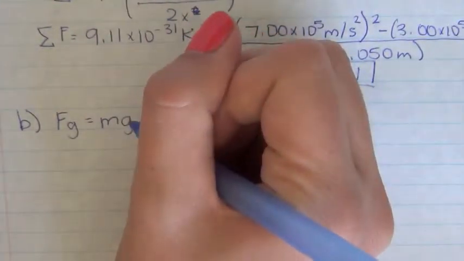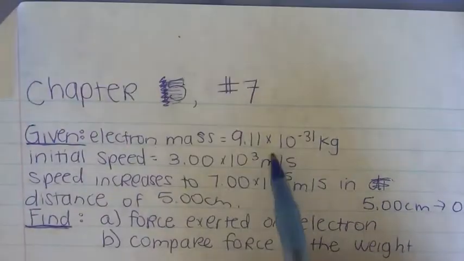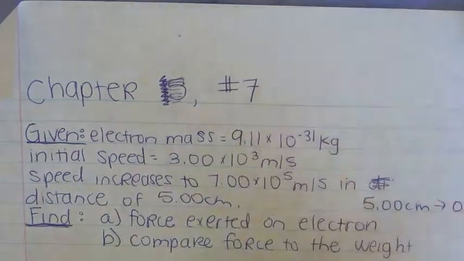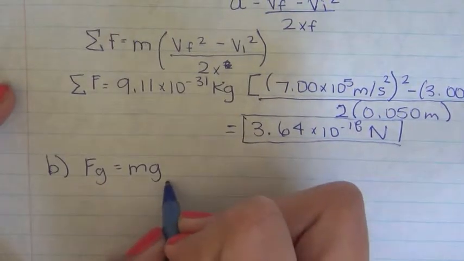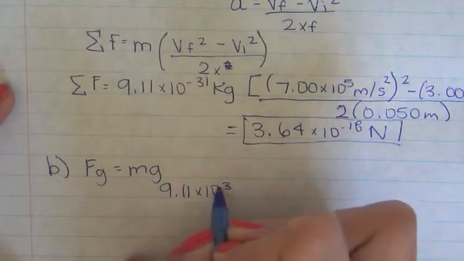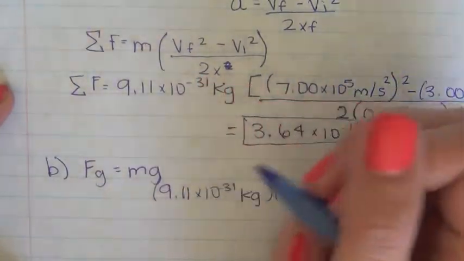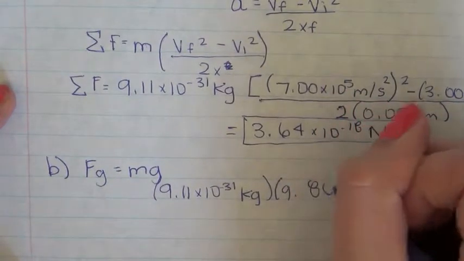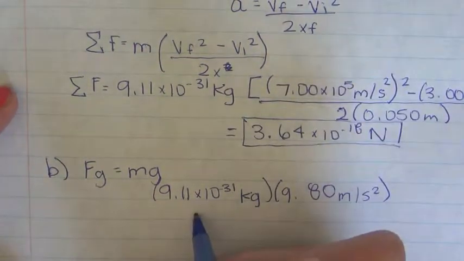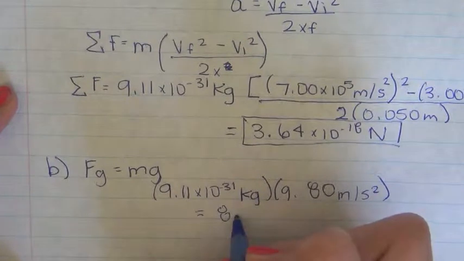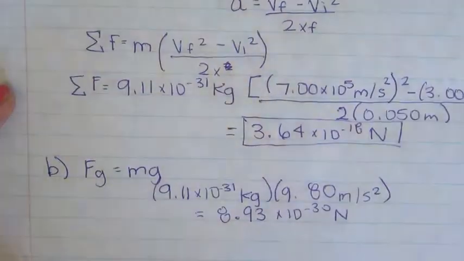mg, mass times gravity. So we already have our mass from our givens, which was 9.11 times 10 to the negative 31 kilograms. So we're just going to plug that in for our mass, 9.11 times 10 to the negative 31. And then we multiply that by gravity, which the book uses 9.80 meters per second squared. And then we solve that to equal 8.93 times 10 to the negative 30th newtons.